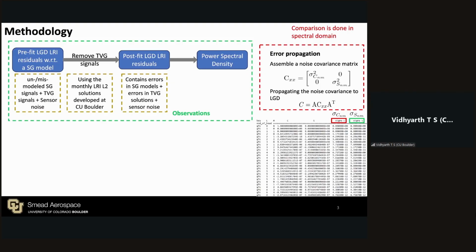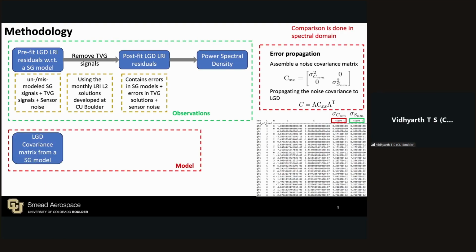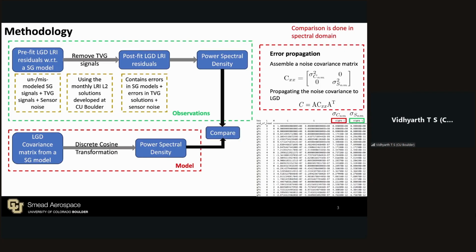We propagate this noise covariance matrix to LGD. We call this the data covariance matrix. From the data covariance matrix, through discrete cosine transformation, we determine the PSD, which we call the PSD model. And finally, we compare both of these in the spectral domain.